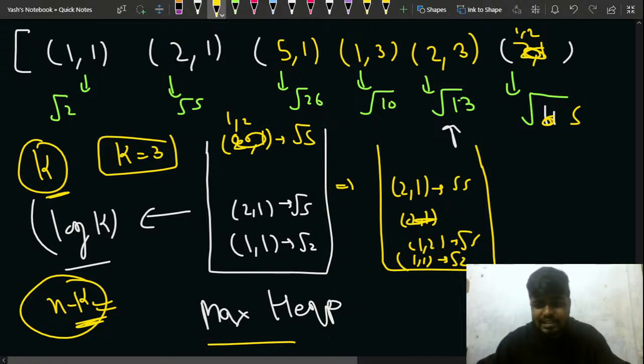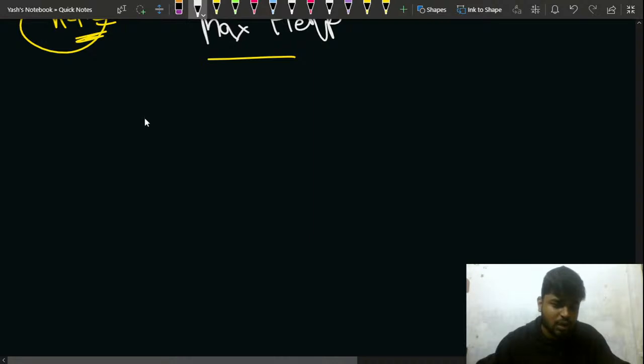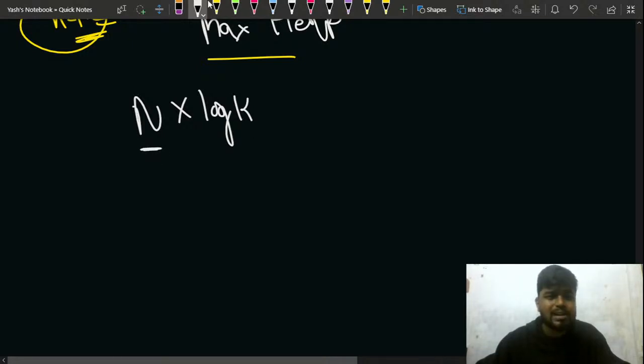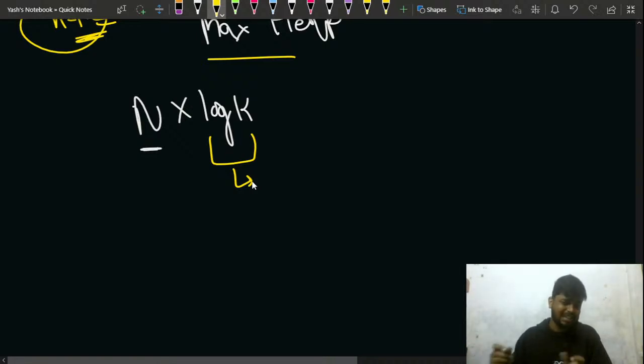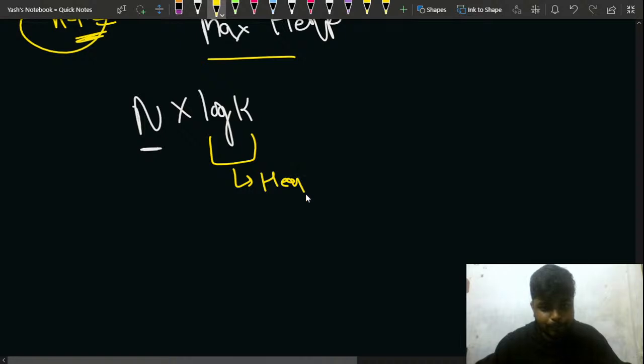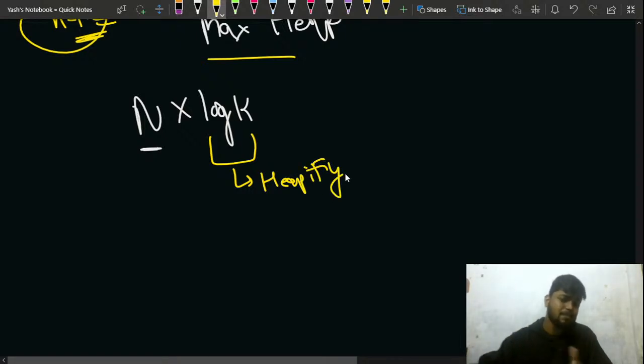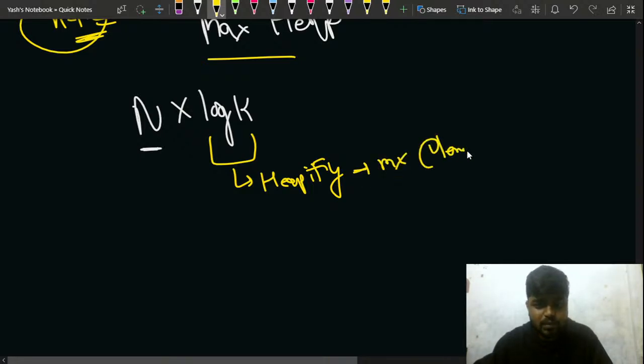For doing this, since you have n points, this will take order of n into log of k time. Why? Because you are doing it for all the n points, and at a particular point of time the size is not more than k plus 1. So for this you will take log k for heapify, so that in the max heap the maximum element always stays at the top.